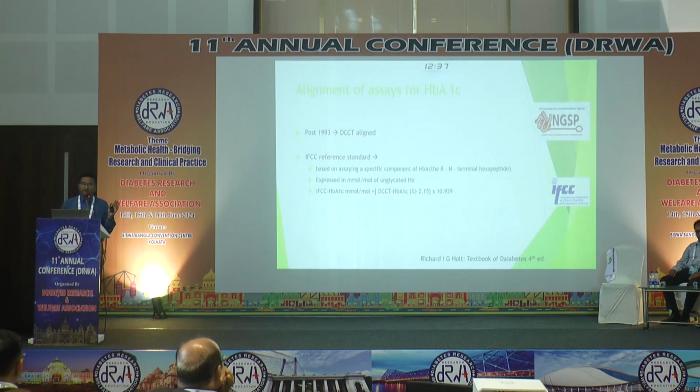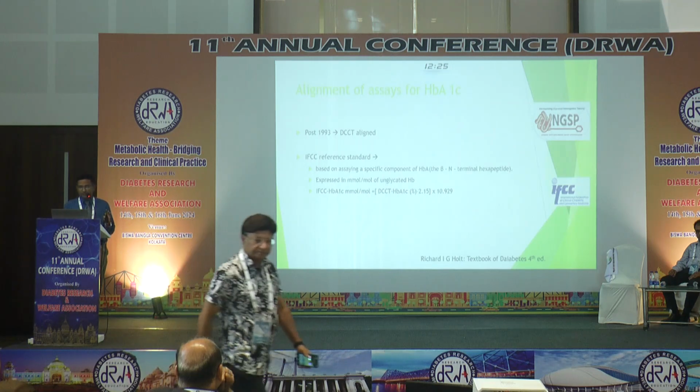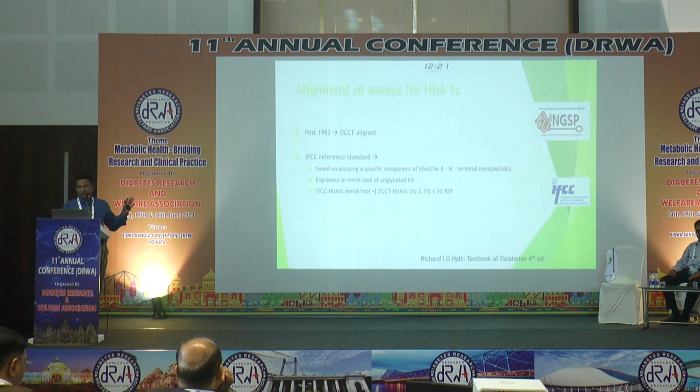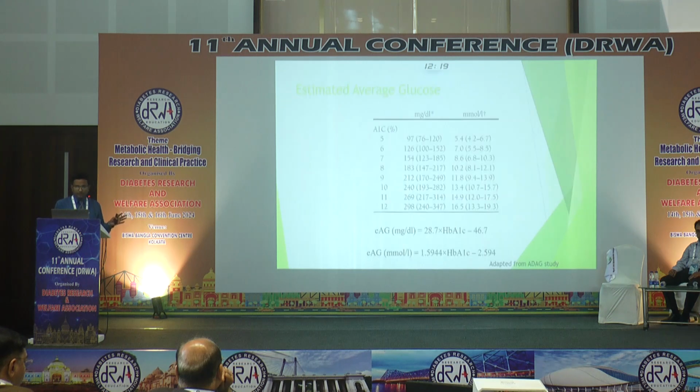So, post-1993, the IFCC reference standard gradually came in. It is based on assaying a specific component of hemoglobin A, that is the beta N-terminal hexapeptide, expressed in millimoles per mole of unglycated hemoglobin. This is how it is calculated. We have given the formula. And this is the estimated average glucose we measure from the HbA1c. This is again very standardized by the ADA.